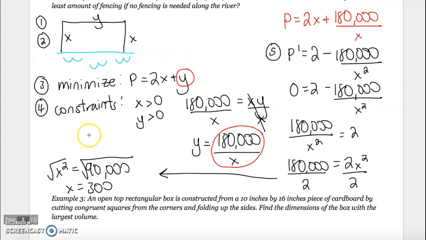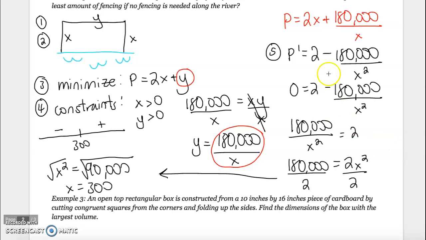And then you would want to do a sign chart test here just to make sure it's a minimum. So if I've got 300 and I do my first derivative test, if I plug in like the number 1, for example, 2 minus 180,000 would definitely be a negative number. And if I plug in a number like 19 billion, this fraction would get really small, so 2 minus a very small fraction would still be a positive number. So yes, in fact, it is a minimum. And I don't really have endpoints here to test because x just has to be positive.